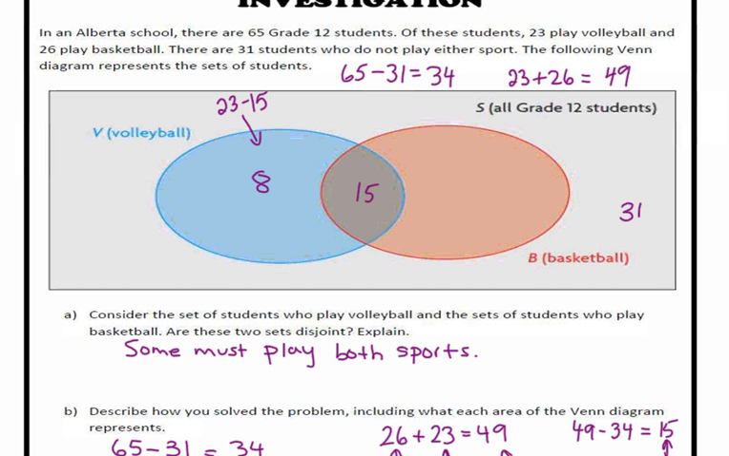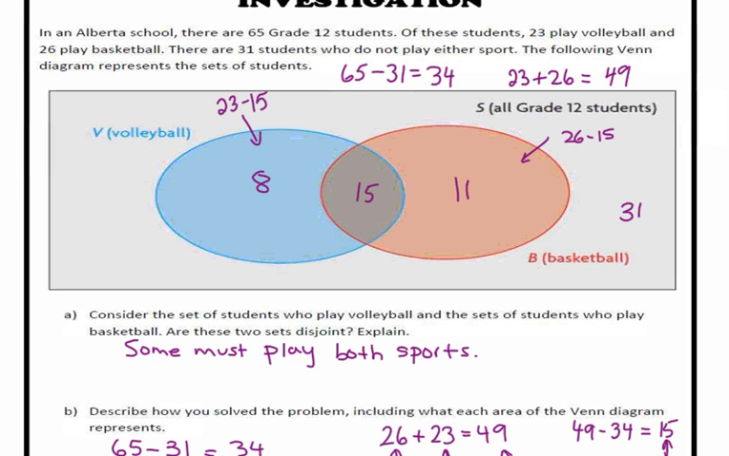How do we get those who play just basketball then? 26 minus 15 is 11. So together, does that give us 26 playing basketball? Yeah. And then to check our answer, all the numbers we wrote down, 8 plus 15 plus 11 plus 31, should equal 65 students.